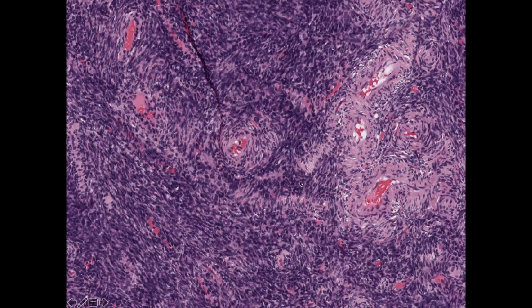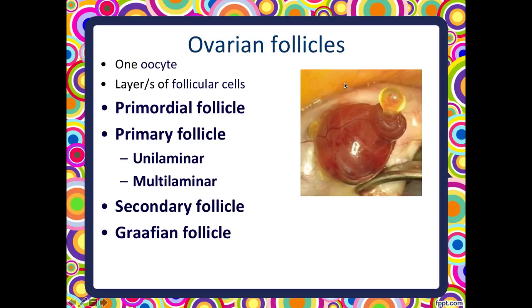This is how the medulla looks. You can see blood vessels and loose connective tissue with fibroblasts. And let's talk about ovarian follicles now.